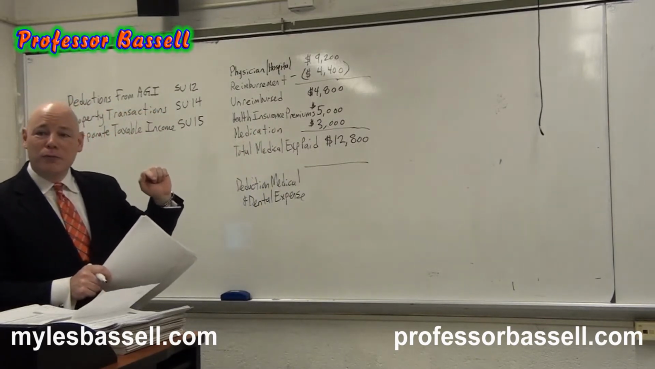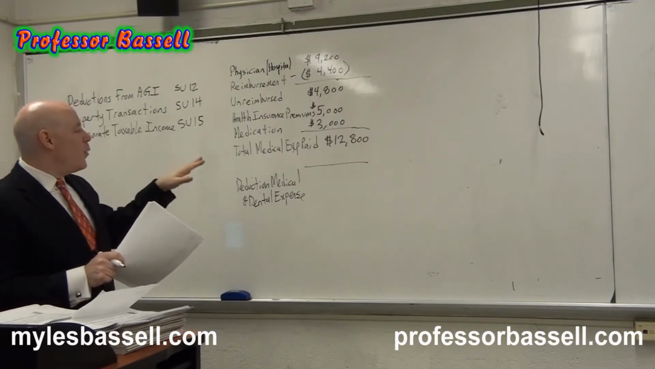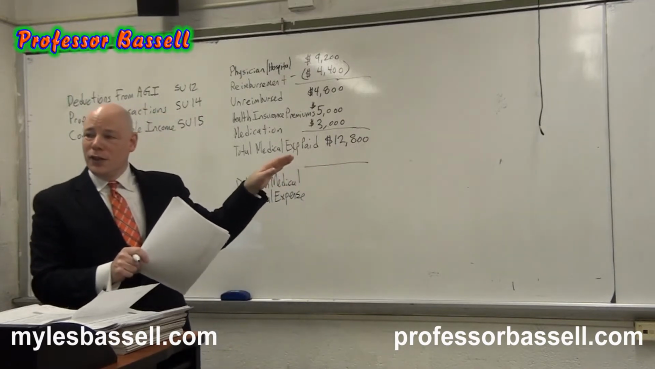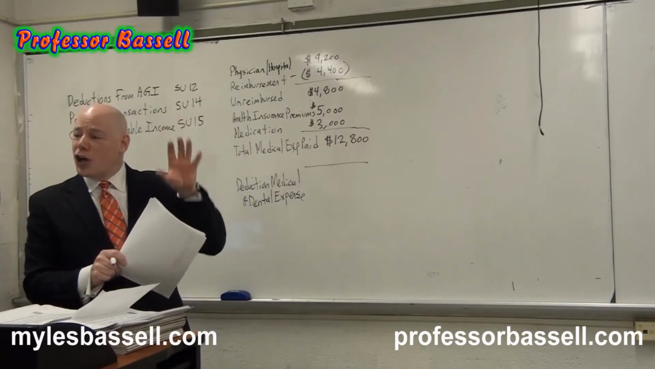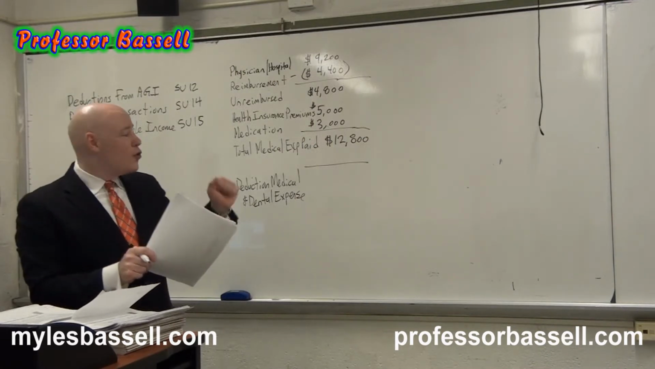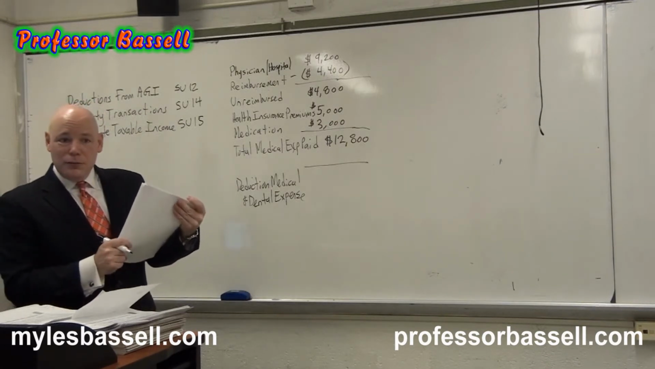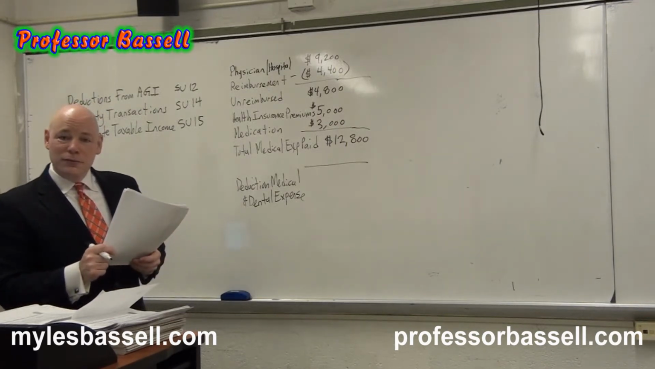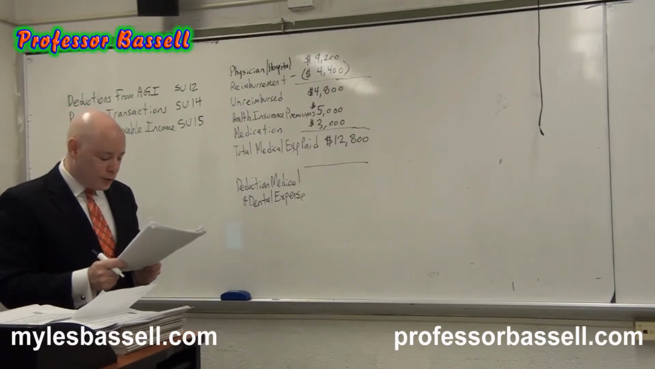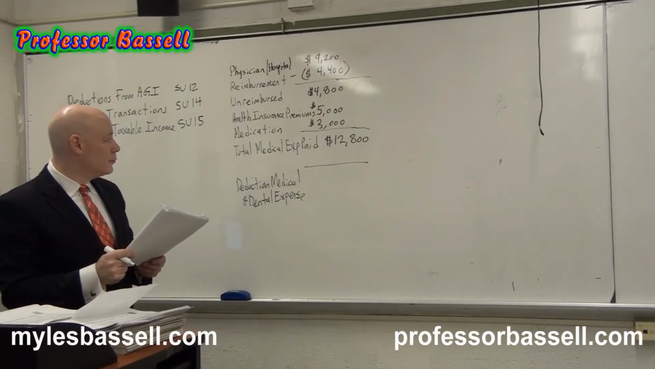So now what we need to do is decide, are they going to be able to take this $12,800 as a deduction on Schedule A? So how much are they going to be able to take? Or are they going to be able to take anything? So what do we need to determine first? They're expecting a $2,000 reimbursement from the insurance in 2015.